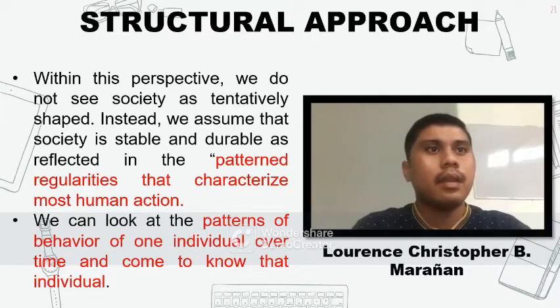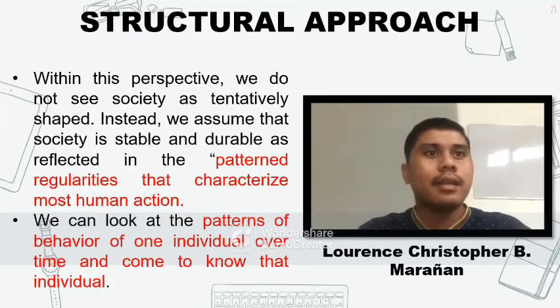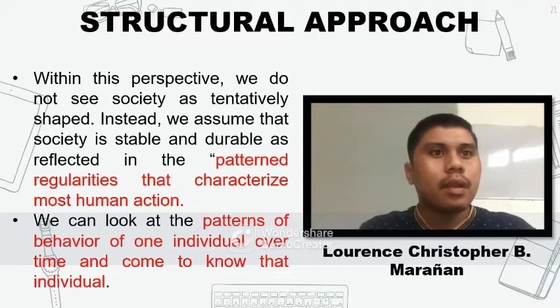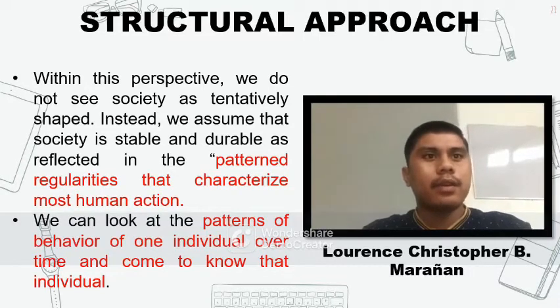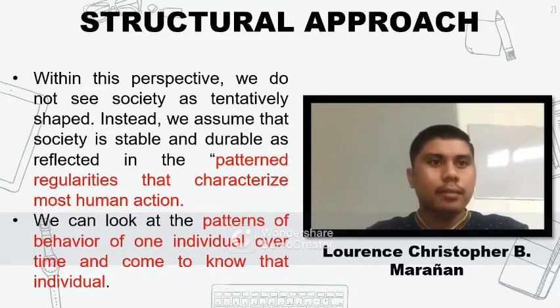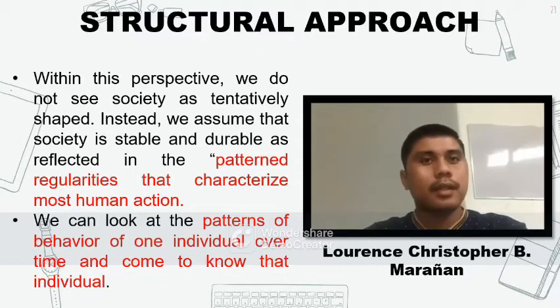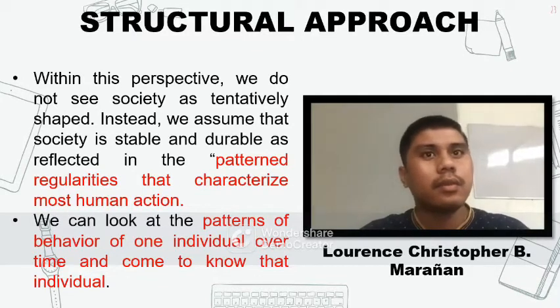So within this perspective, we do not see society as tentatively shaped. Instead, we assume that society is stable and durable as reflected in the patterned regularities that characterize most human action. Also, we can look at the patterns of behavior of one individual over time and come to know that individual. So, with this pattern, let us try to know what it really means.